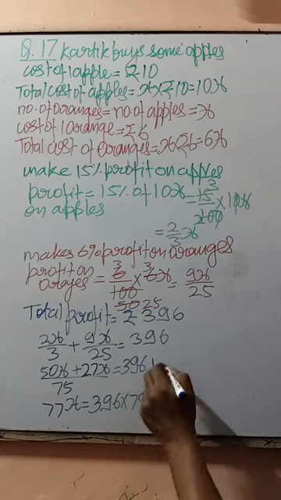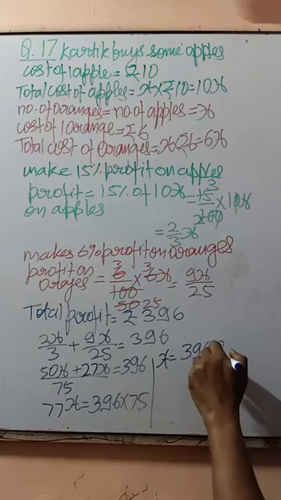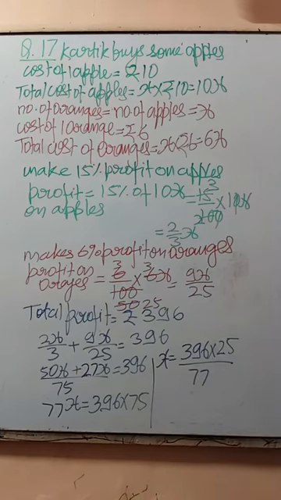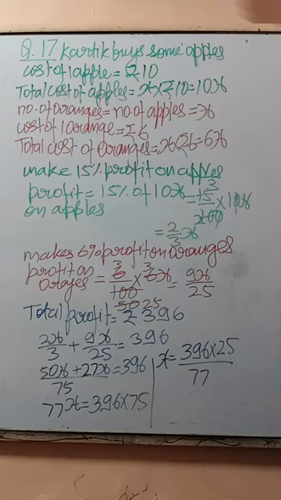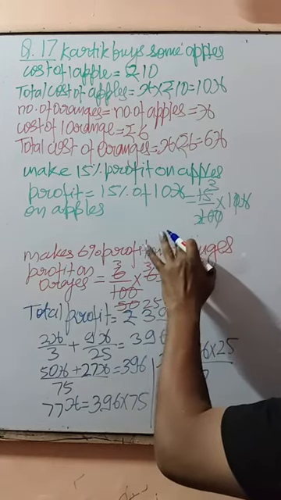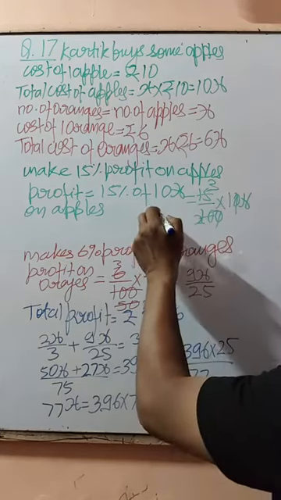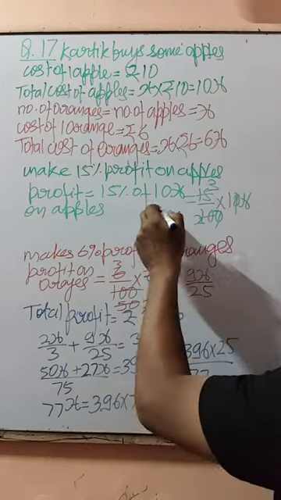Now we have x is equal to 396 into 25 upon 77. Right? Now, sir, how much profit did we write for oranges? The profit on oranges is 8%, no. This is 3/2, right? Yes, sir. So this will be 3/2 x. The profit on apples is 3/2 x.